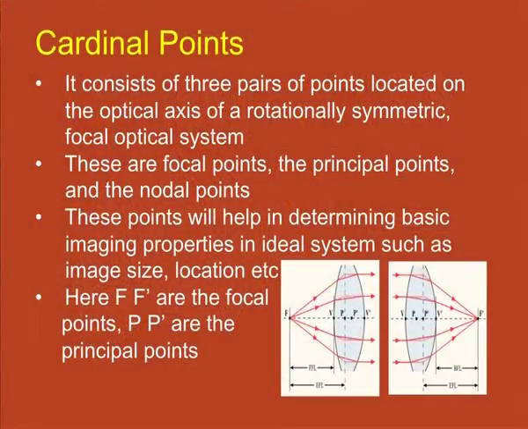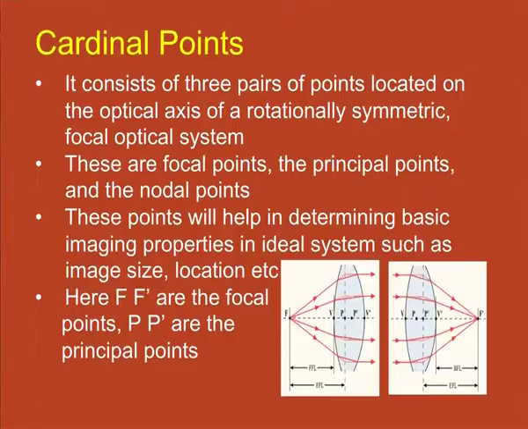Now, the final point that we will discuss is cardinal points. It consists of 3 pairs of points located on the optical axis of a rotationally symmetric focal optical system as shown in the figure in this slide. These are focal points, the principal points and the nodal points. These 3 combine to form the cardinal points. These points help in determining basic imaging properties in ideal systems such as image size and location.